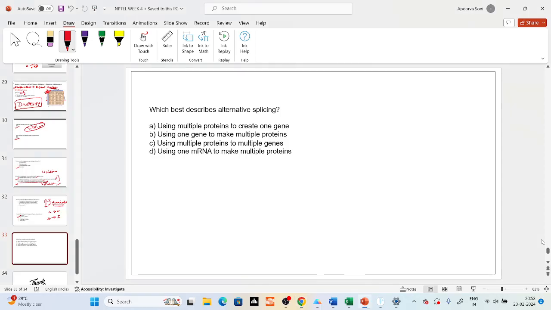Fine, I understand. So using multiple proteins to create one gene, it is absolutely wrong. We know this. Using multiple proteins to create multiple genes, again it is very wrong. Now here comes using one gene to make multiple proteins, or using one mRNA to make multiple proteins. Now, whether it should be gene or mRNA, that is the question over here, right?